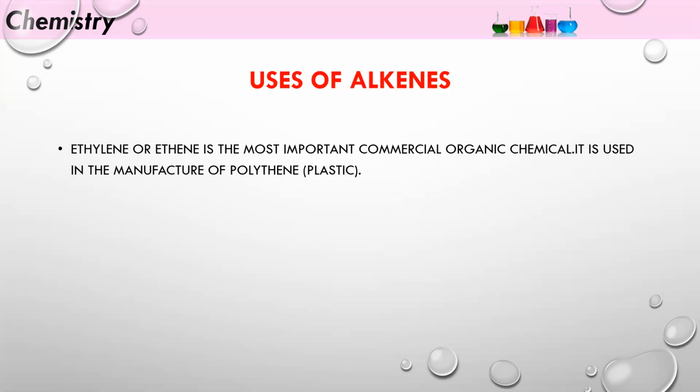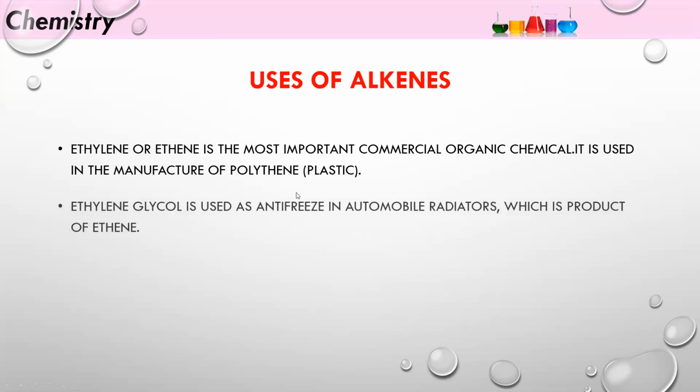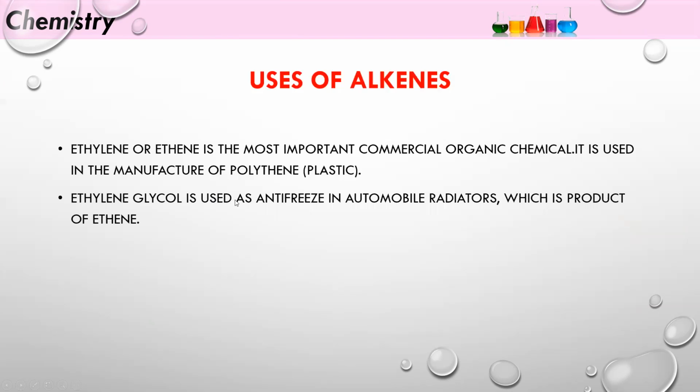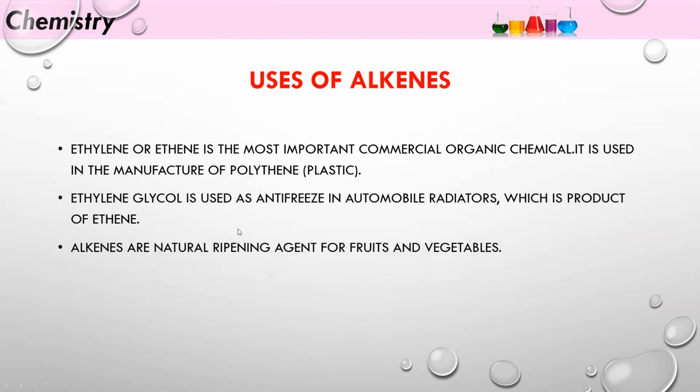Now, uses of alkenes. Ethylene or ethene is the most important commercial organic chemical. It is used in the manufacture of polythene, which is a common plastic. Ethylene glycol, which is a product of ethene, is used as an antifreeze in automobile radiators. Alkenes are natural ripening agents for fruits and vegetables.